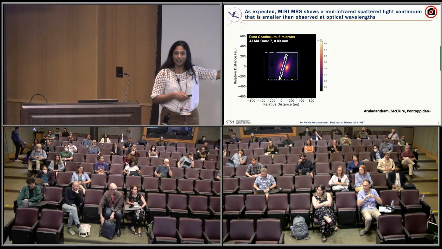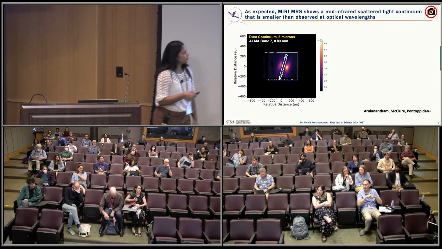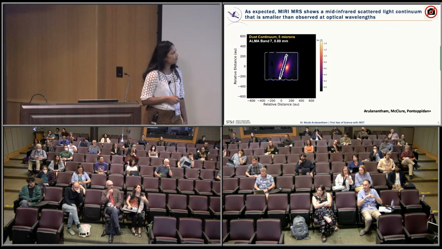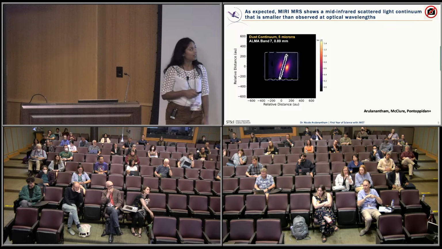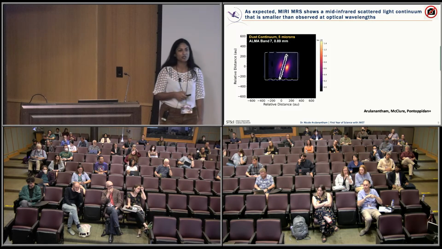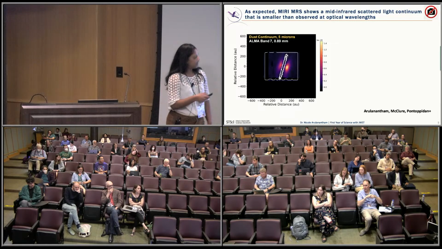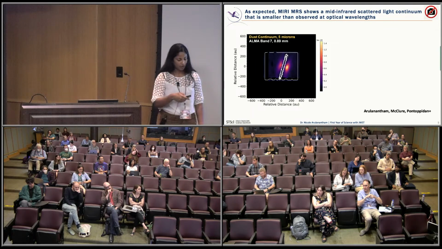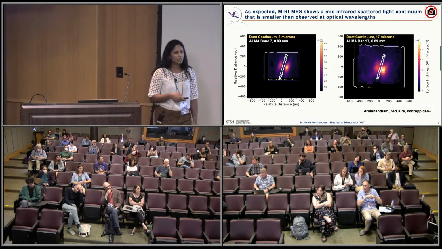So this is what our disk looks like in the MIRI MRS spectral cube. You'll notice that this ALMA dust continuum emission looks much larger. And this is just because the scattered light lobes of the disk are much smaller at mid-infrared wavelengths, which is what we expected. And so this is what the dust continuum, the scattered light from the dust, looks like at 5 microns. And if we go out to about 17 microns, we see something very similar.